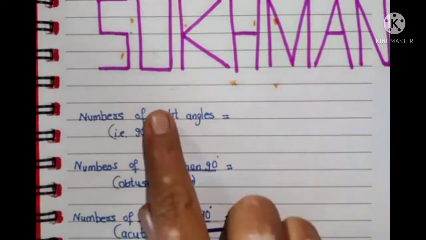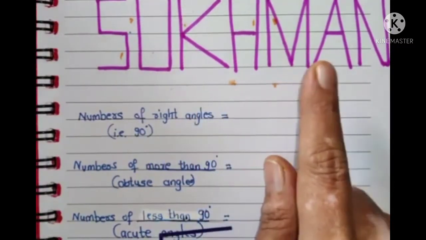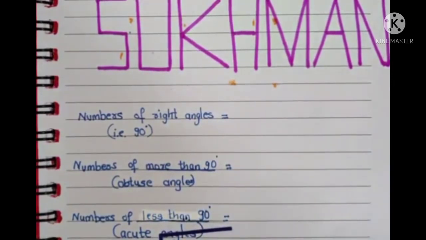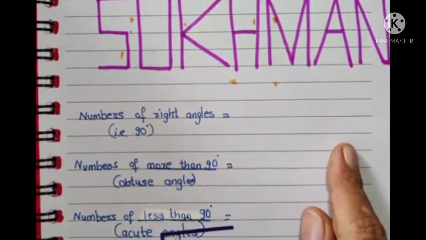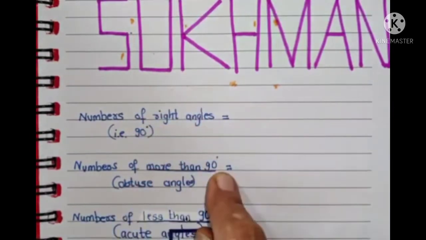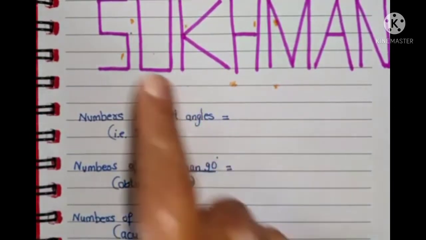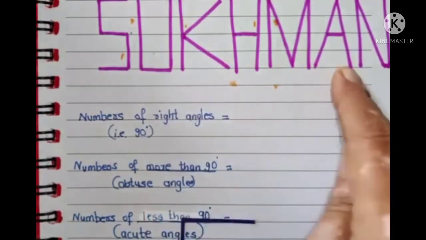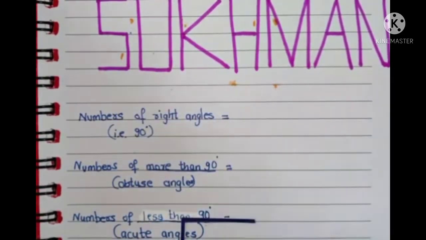Okay, now this name, Sukhman, is from your textbook. The name is there, and how many angles of 90 degrees, more than 90 and less than 90 are formed by the letters of this name? We have to count and write.